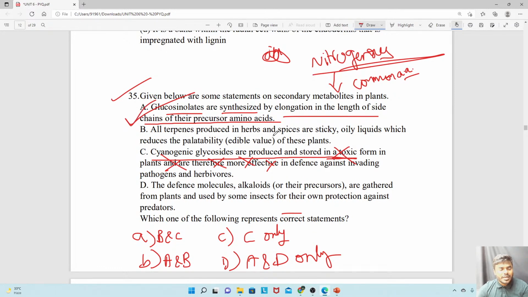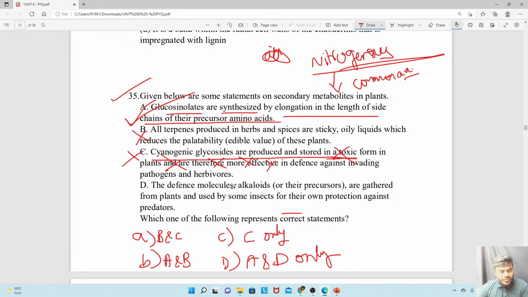Option B: all terpenes produced in the herbs and spices are sticky, oily liquids which reduce the palatability of these plants. I have explained it to all people. They never ever reduce the palatability. Secondary metabolites never ever reduce the economic importance of a plant body. They never reduce the growth or the development of the plant body. They never affect plant growth. But they said that they reduce the edibility of the plant. Option B is wrong. Option C is wrong.